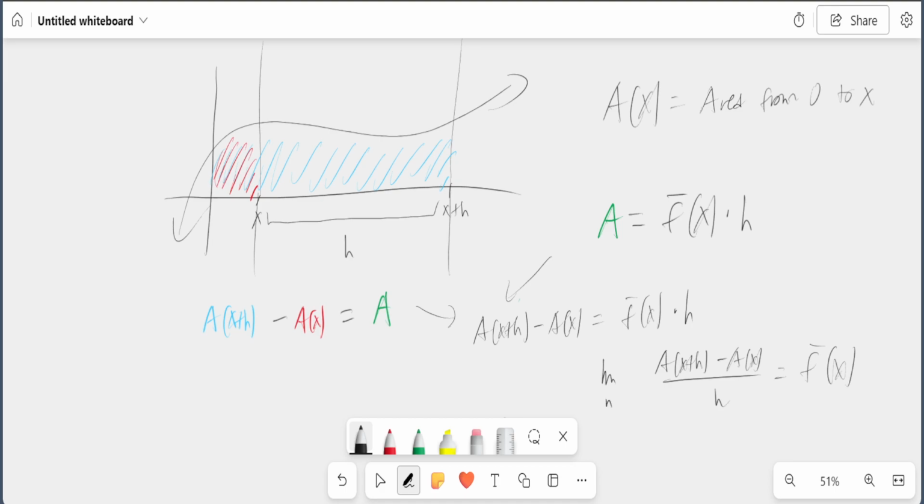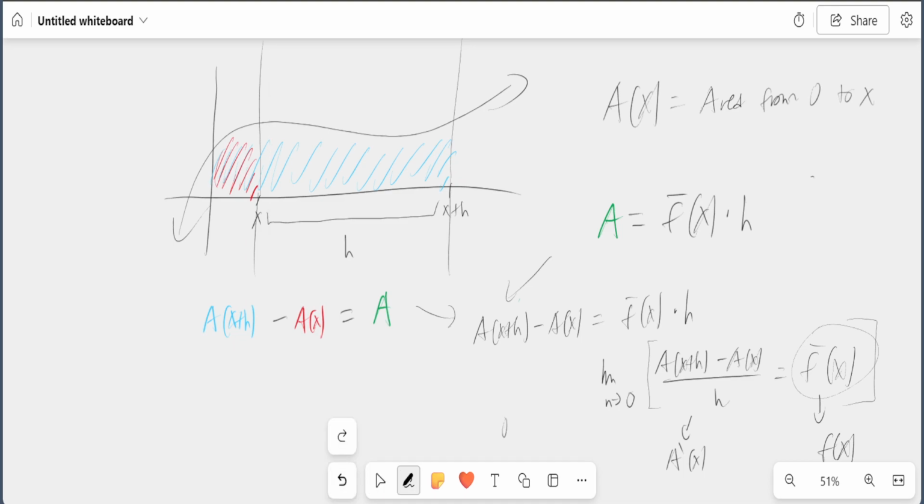Well, what if we take the limit of both sides as h goes to 0? What does this become? The A prime. And then what does this become? This one's really cool. It approaches f of x, right? And there's two ways you can think about this. I always thought this was cool. Once these two lines get close enough, the average value is basically just going to be your f of x.